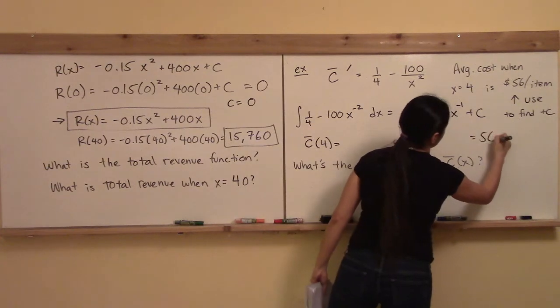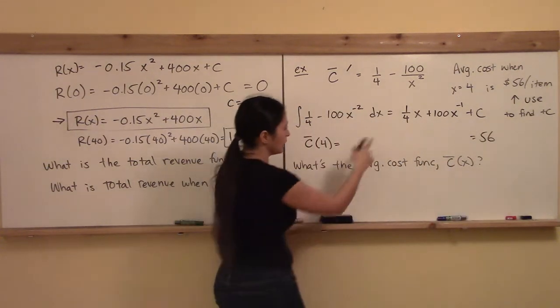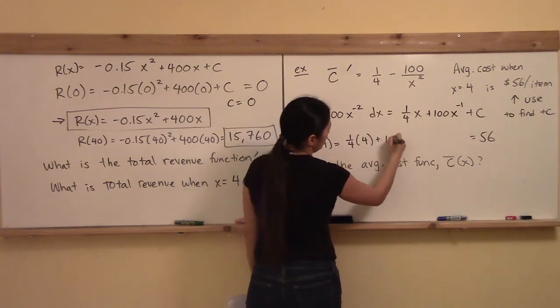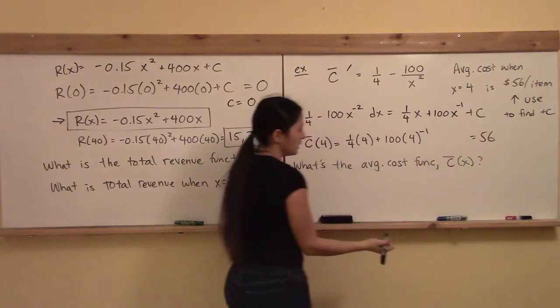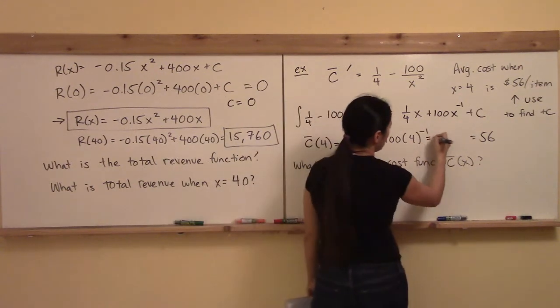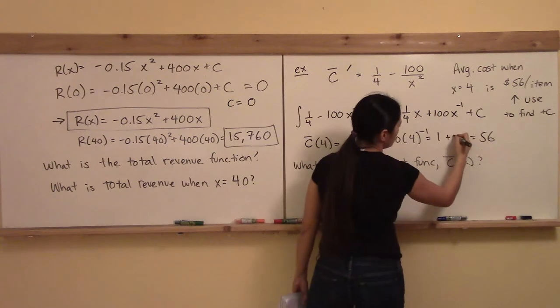That's equal to 56. Well, what is the function equal to when x is equal to 4? It's equal to 1/4 times 4 plus 100 times 4 to the minus 1, okay? And that's really the same thing as taking 100 and dividing it by 4. So that's equal to 1, because these cancel to 1, plus 25.